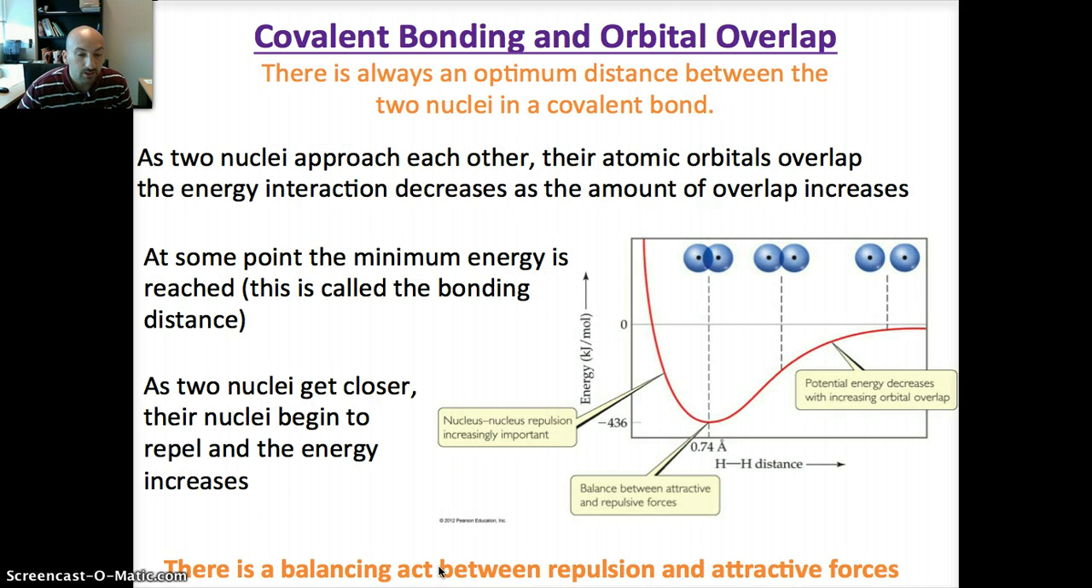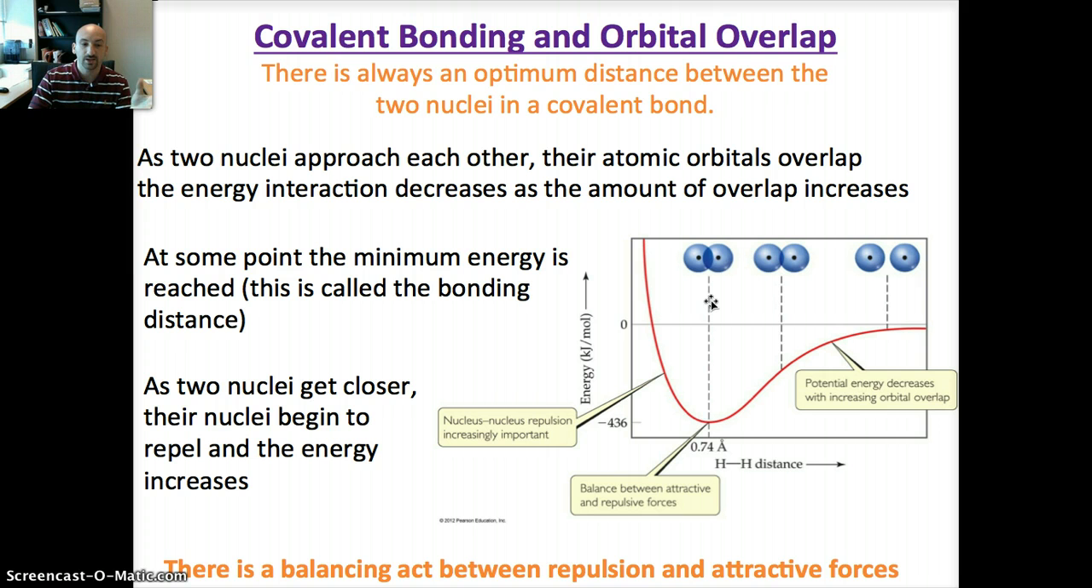So, in a covalent bond, the distance between the two nuclei must be at an optimum distance. As the atoms are far apart, as shown in this figure, they don't really feel one another, and so the potential energy is near zero. As that distance starts to close, the s orbitals start to overlap. The potential energy of the system then decreases because of the increase in electron density between the nuclei, and so the strength of the bond is increasing as these get closer.